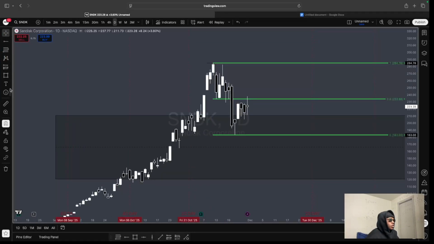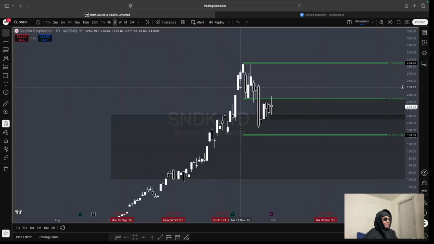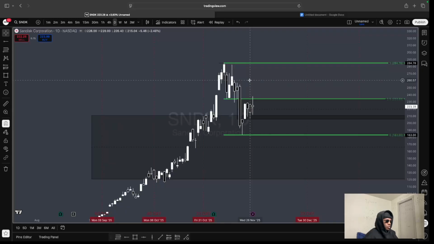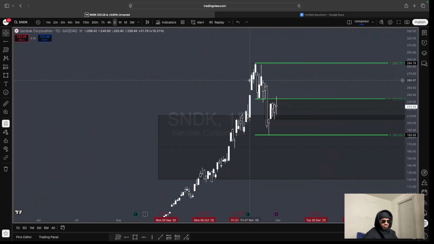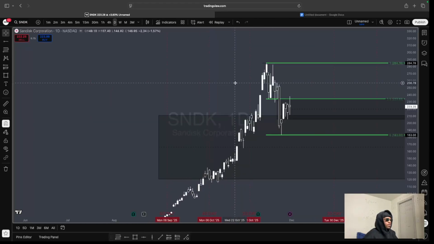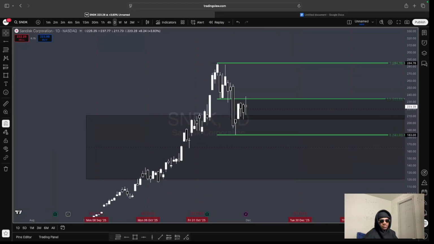All right. What do I want to see on SNDK? I want to see it have an inversion. I want to see it close above that 233.79, then come into the consequent encroachment, or just tap back into this, and then go back up to that 284.76. That's exactly what I want to see on SNDK. I like how it's in a little discount right now. That's for sure what I want to see based off of this chart.